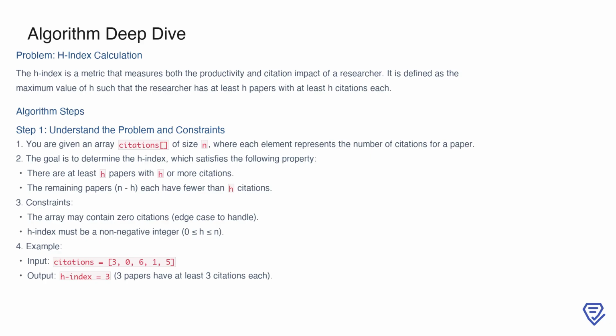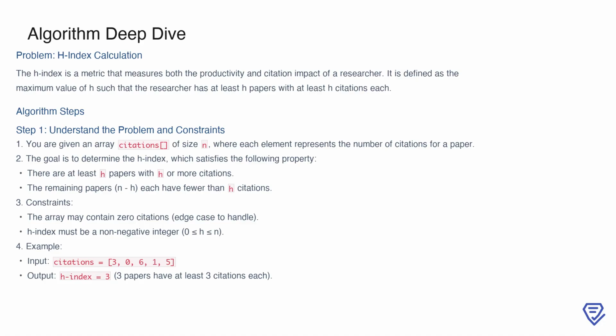The h-index is a metric used to measure a researcher's productivity and the impact of their publications. It is defined as the largest value of h such that the researcher has at least h papers with h or more citations each. To calculate the h-index, we need to consider an array called citations where each element represents the number of citations a paper has received. The goal is to determine the maximum h that satisfies the condition. There are at least h papers with h or more citations, and the remaining papers have fewer than h citations.